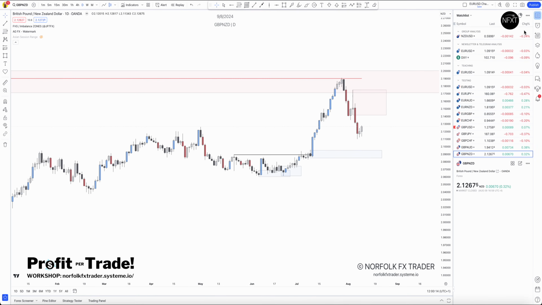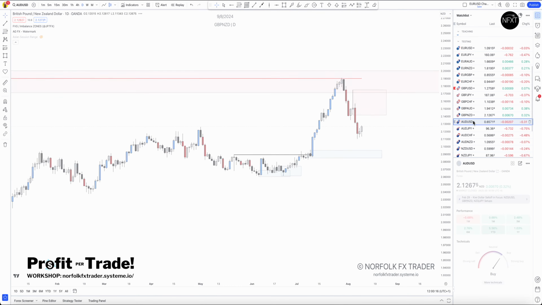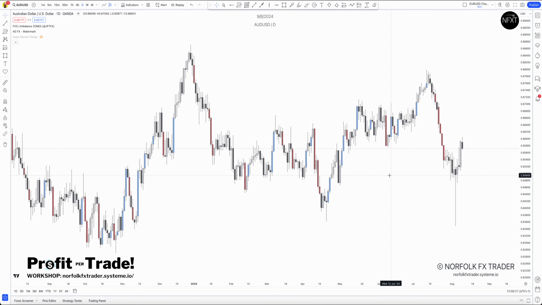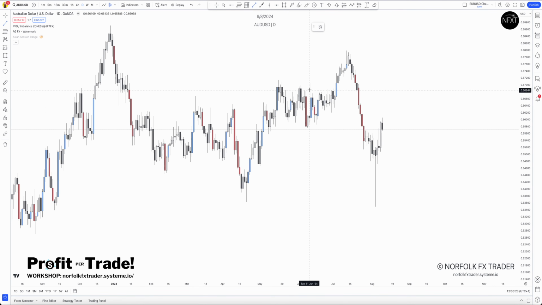Let's look at the next pair, and that is going to be the Aussie US dollar. So let's look at seeing what we have with the Aussie. So the Aussie US dollar, we had a shift up. Okay, so this is a break of structure there.